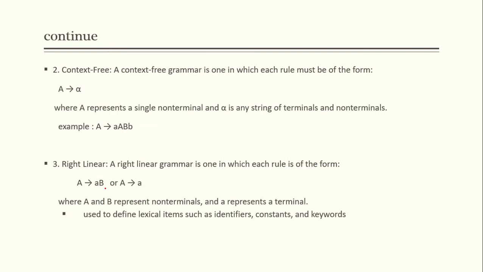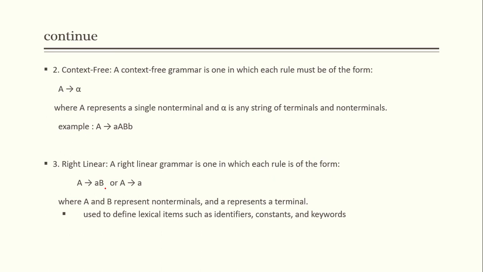Now we look into context-free. A context-free is a type 2. A context-free grammar is one in which each rule must be of the form A goes to alpha, where A represents a single non-terminal and alpha is any string of terminals and non-terminals. So type 2 is quite easy to see because you need to see that the left part of the grammar is a single non-terminal. Nothing else. Must be a single non-terminal, nothing else. But on the right side, you can have any string of terminals and non-terminals. So that is type 2, context-free.